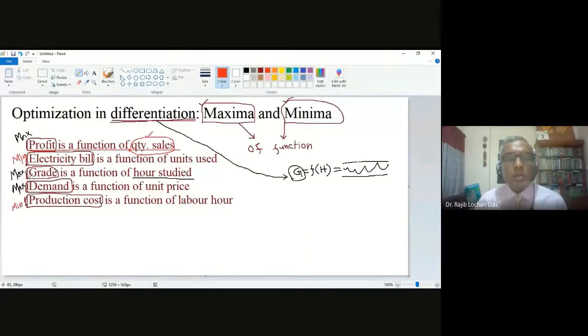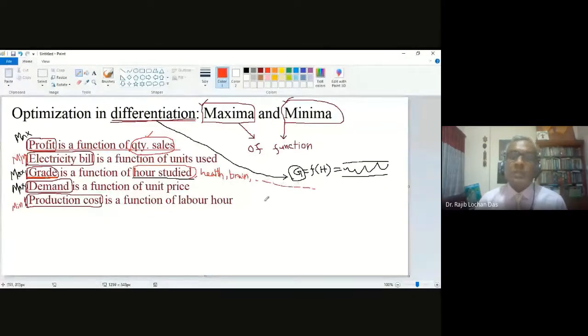Similarly, grade is not only a function of one independent variable, that is hours studied. Maybe there are other independent variables, like hours studied, your health condition, your brain capacity, how intelligent you are, the condition in your family, and so on.